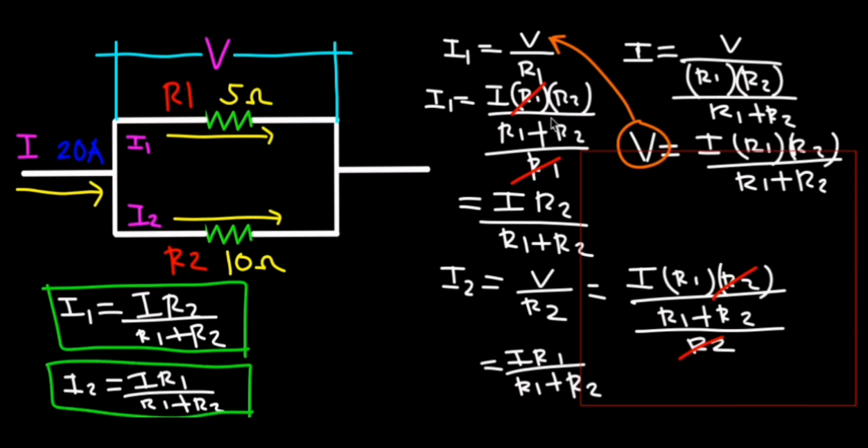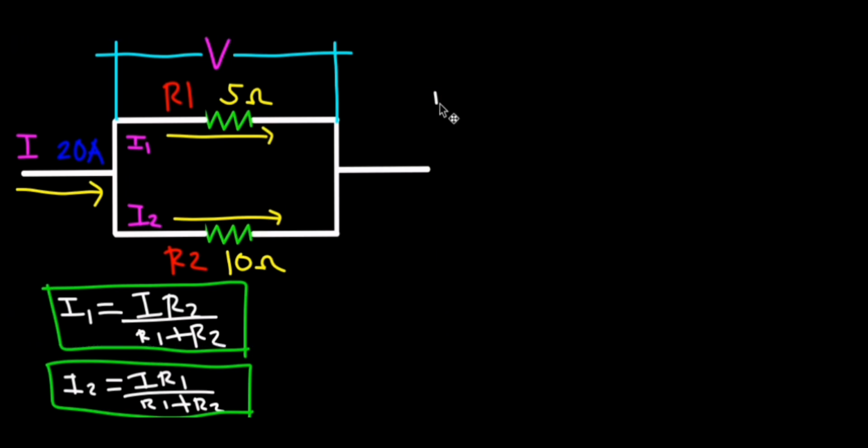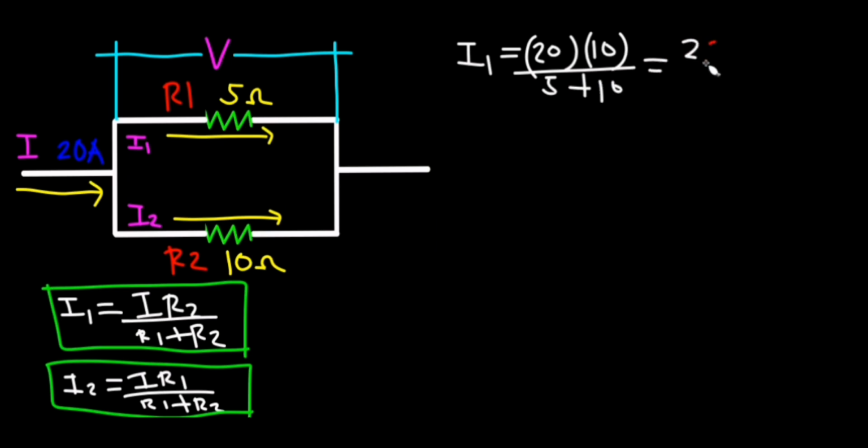We can now solve I1 and I2 using these formulas. I1 is equal to I total times R2 all over R1 plus R2. Substituting the values, I1 is equal to 20 times 10 all over 5 plus 10. So 200 over 15, and that will be equal to 13.33 amperes.